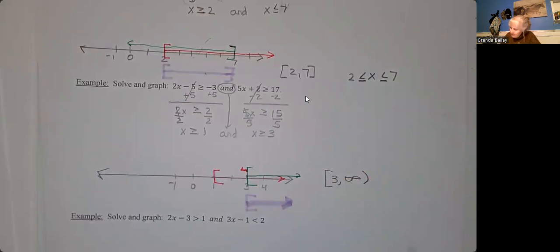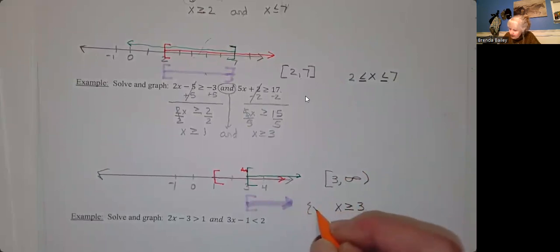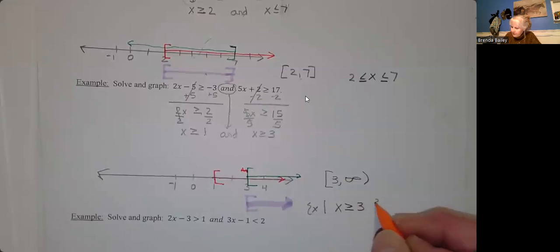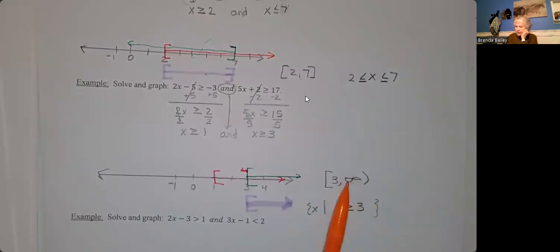Set notation, x is greater than or equal to 3. And they would probably have the set of all x's such that. Sometimes they'll put that x is a real number in there as well. Okay, that line is read such that. Okay. Interval notation, set notation, graphical solution. All of these are solutions. Let's do another one. Hopefully you are catching on.